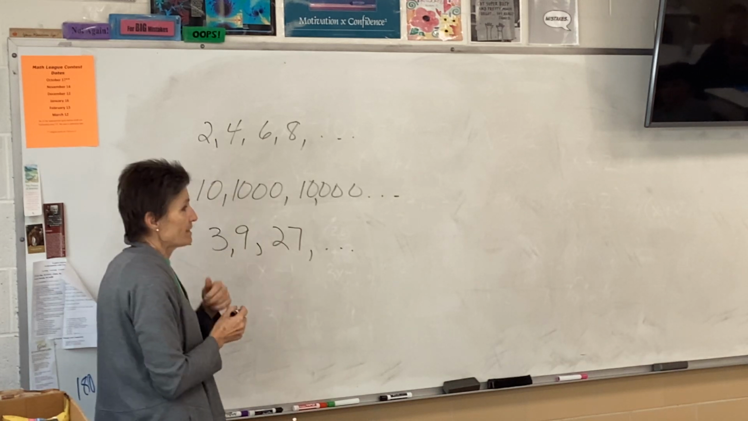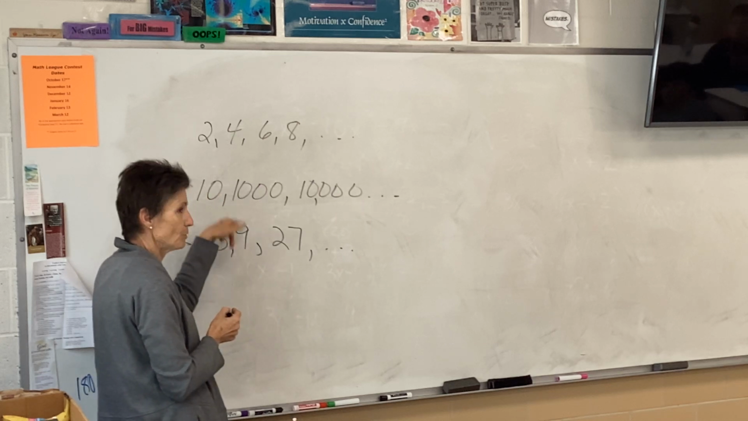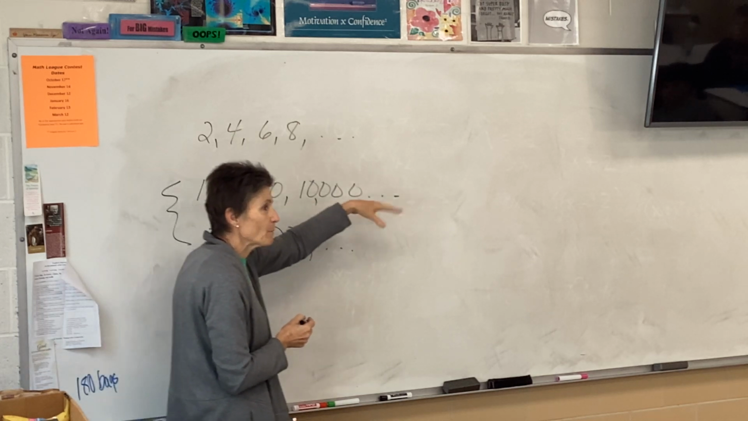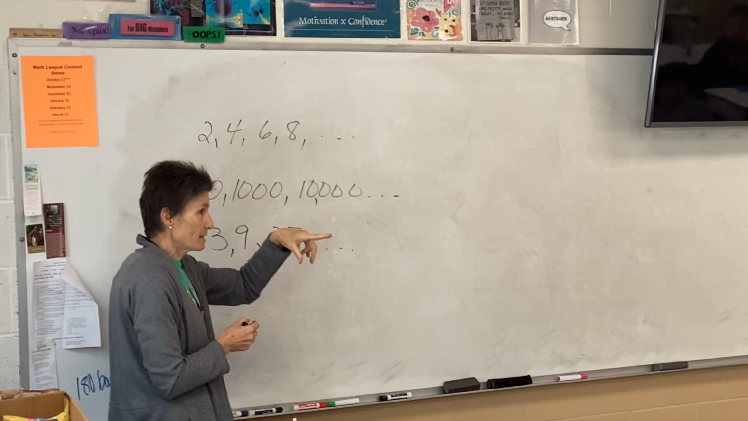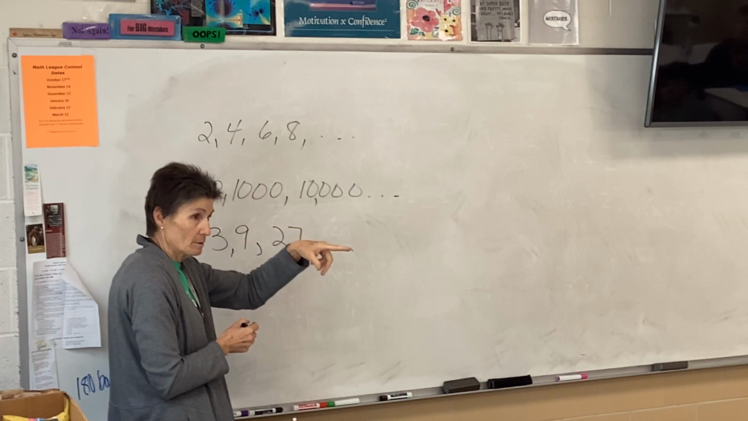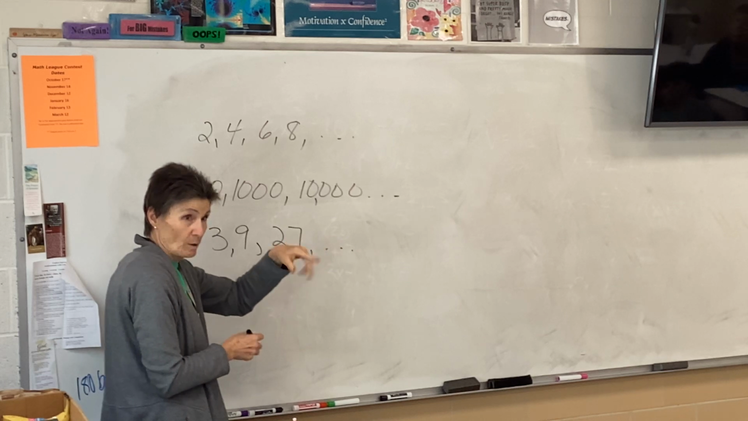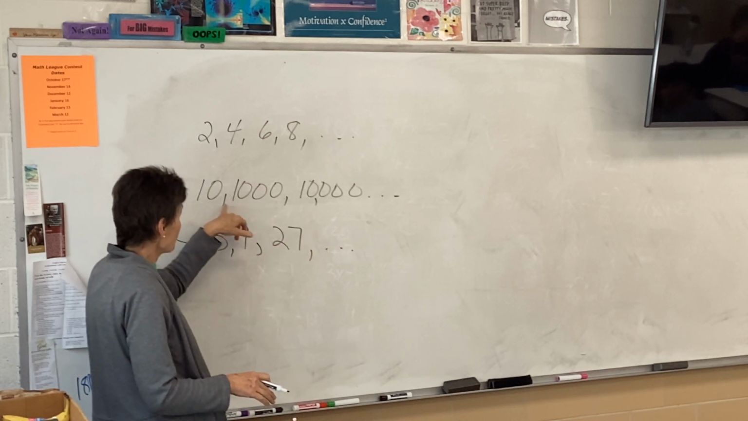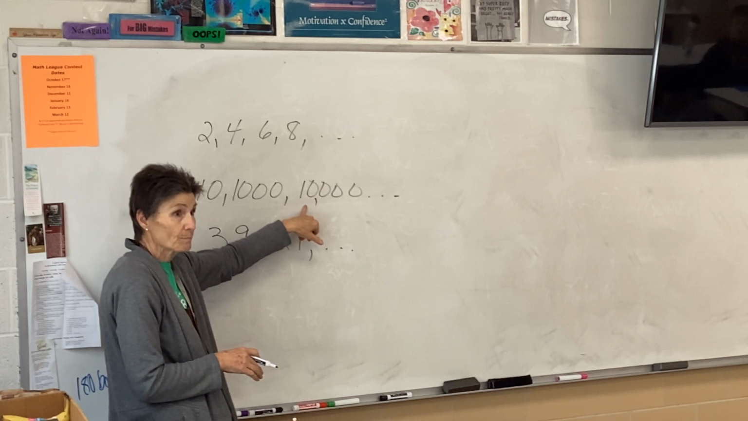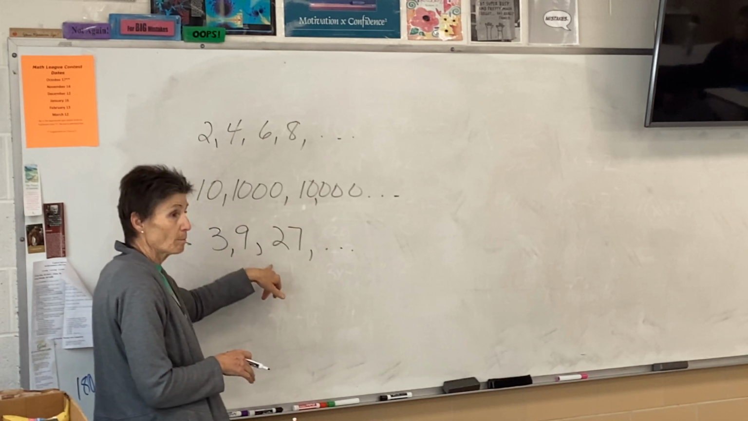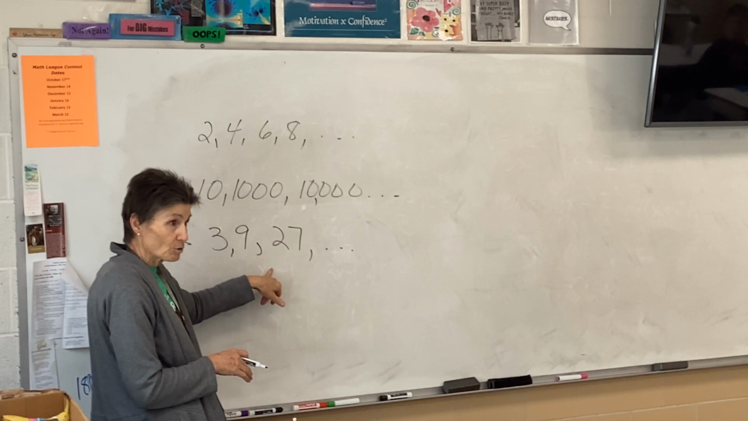That's different than that one. How are we getting from term to term in these two? We're multiplying by the same number, okay? Would everybody agree with that? So in this one, it looks like we're multiplying by 100. And in this one, we are multiplying by 3.